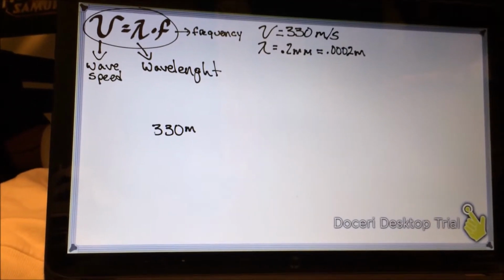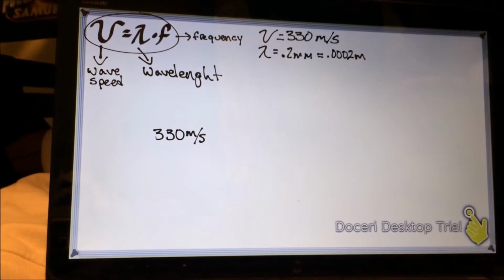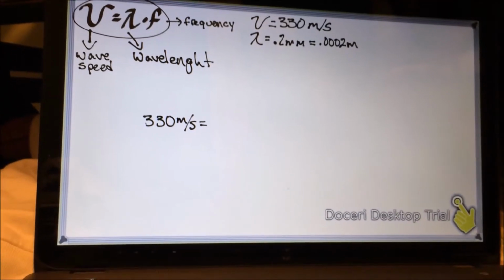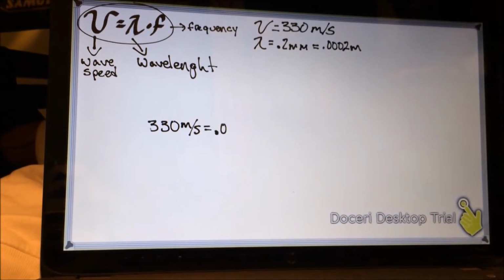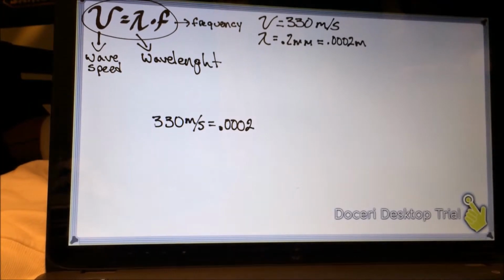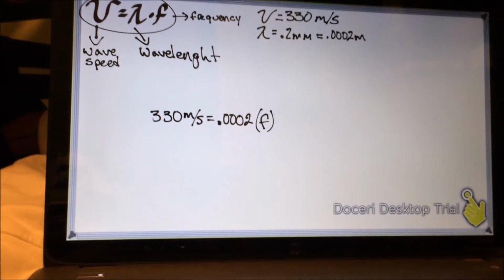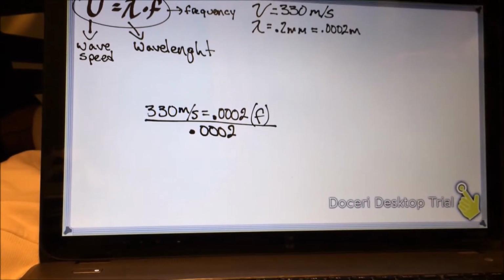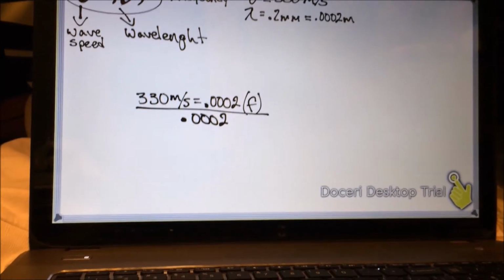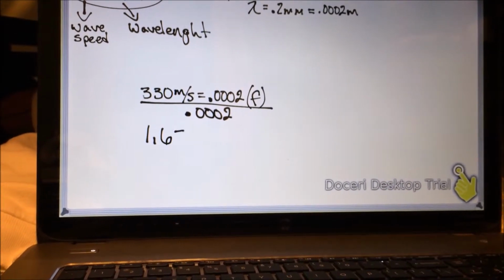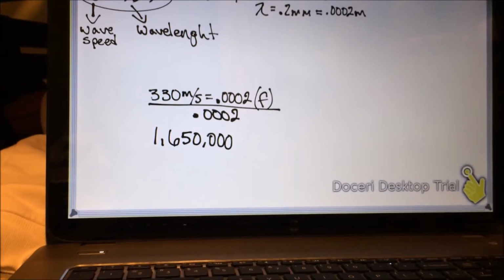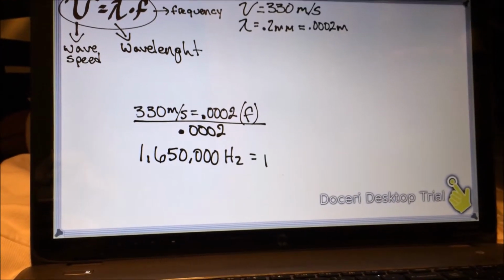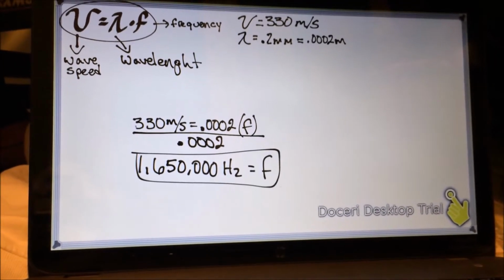This is 330 meters per second, which equals the wavelength, which is 0.0002 times f, which stands for frequency. Now what we need to do here is divide everything by 0.0002, and the result will be 1,650,000 hertz. Frequency is measured in hertz, and that is the answer to this.